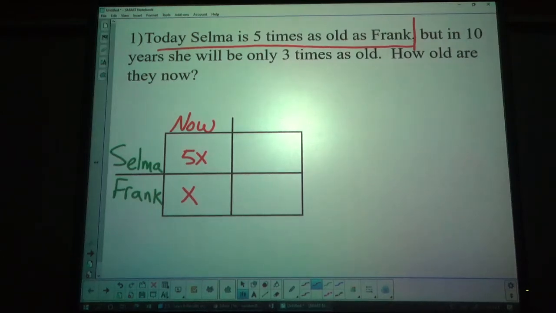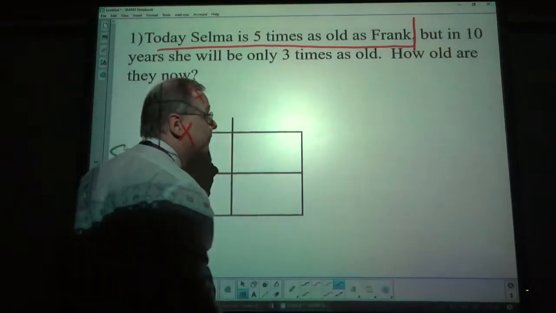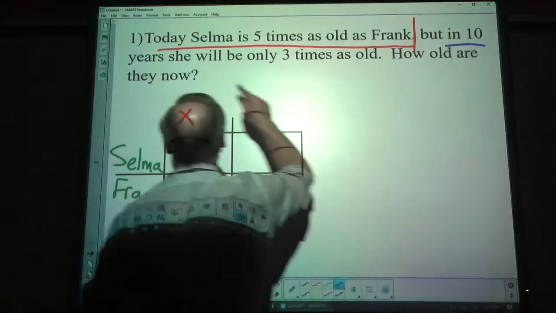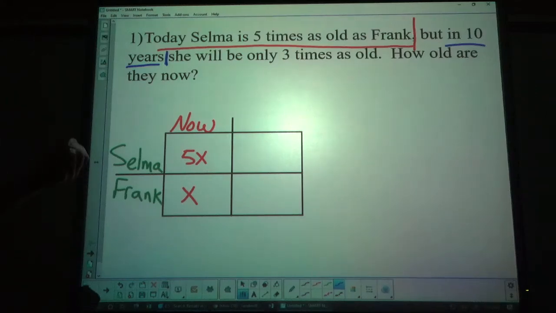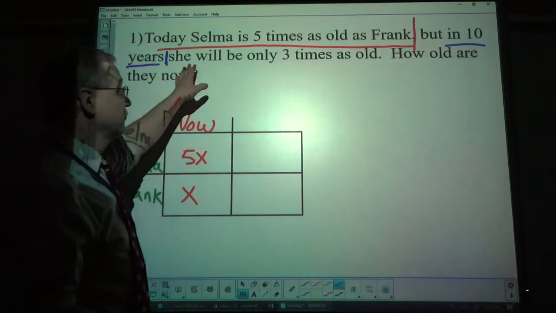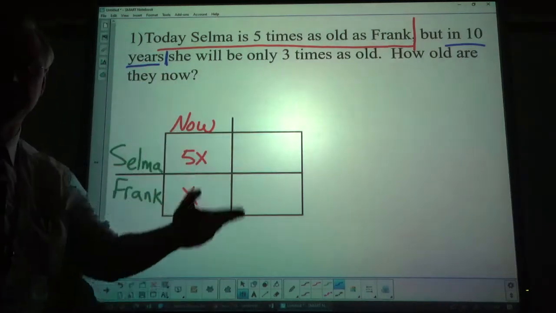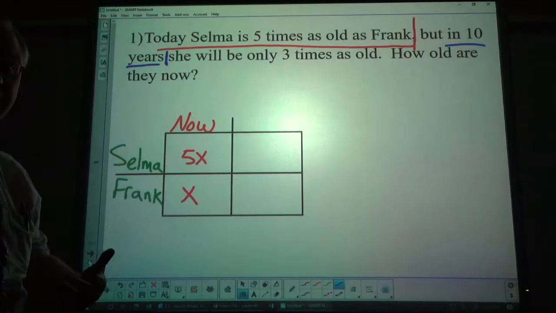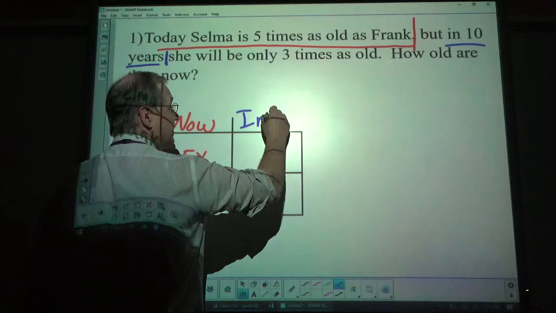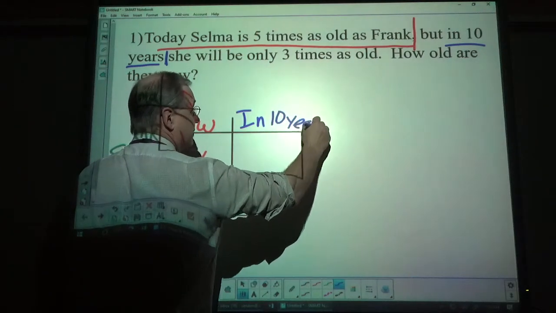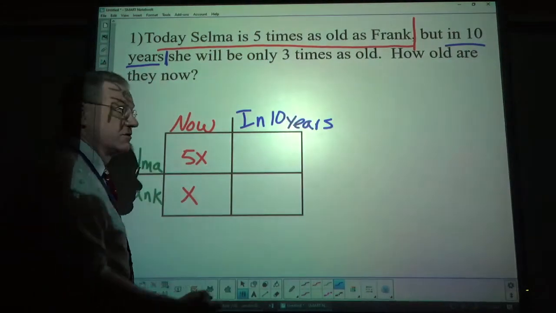Next thing that I'm going to deal with is in 10 years. In 10 years. I stop reading there because if I continue reading, it's just going to confuse me. And the reason it's going to confuse me is because after that is how to set up the equation or inequality. And that's not what we need right now. We need in 10 years, or if it were years ago.